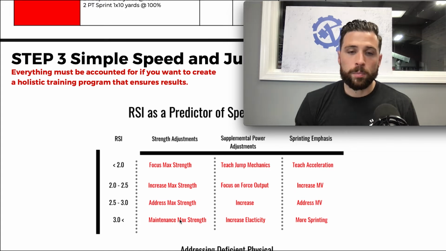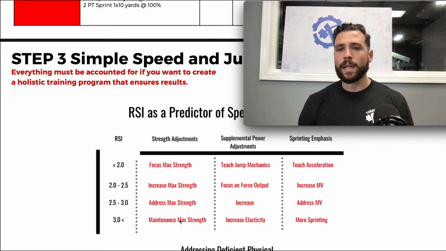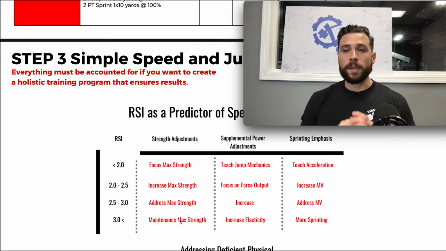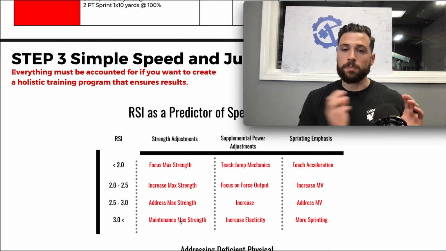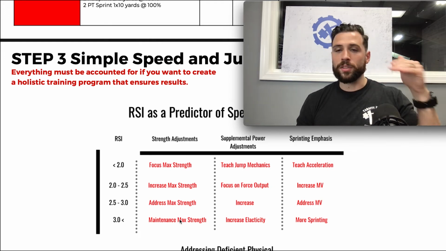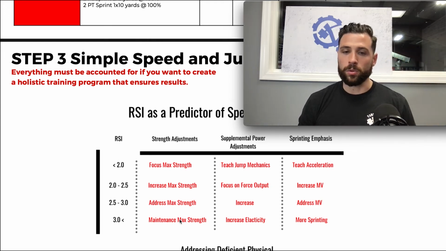But now for our last part here, our 3.0, this is the extreme elite category. We've only had 2 athletes ever in here who have had above a 3.0 RSI. So now we're just maintaining our max strength. We're trying to keep the volume low and intensity moderate. I don't want to add more fatigue and layer in more fatigue here in our programming.